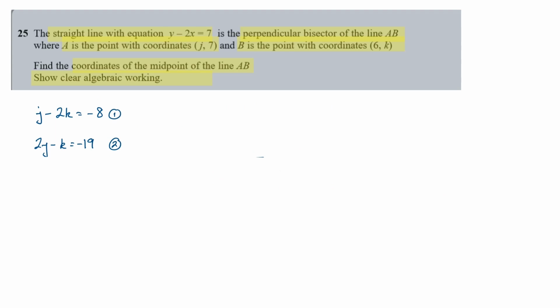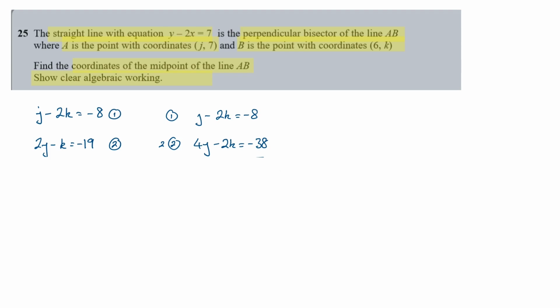Now, if you have a calculator such as a ClassWiz, where you can check your answers, what you can't do is just write the answers down. You must show algebraic working to explain how you resolve these equations. So I'm going to multiply equation 2 by 2, and that's going to give me these two equations here. So j minus 2k equals minus 8, and 4j minus 2k equals minus 38.